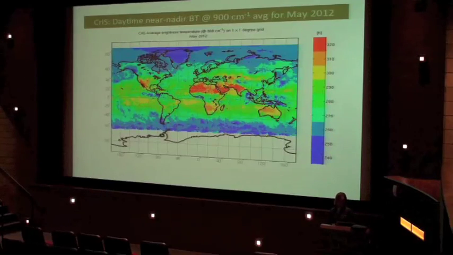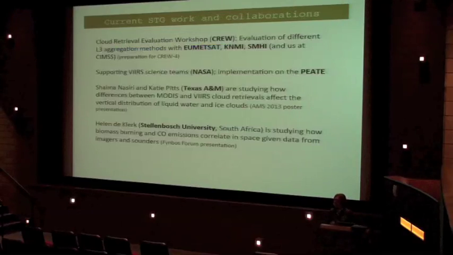And then here we have the CrIS brightness temperature averaged. It doesn't matter what geophysical parameter you want to grid, it can go through this framework.